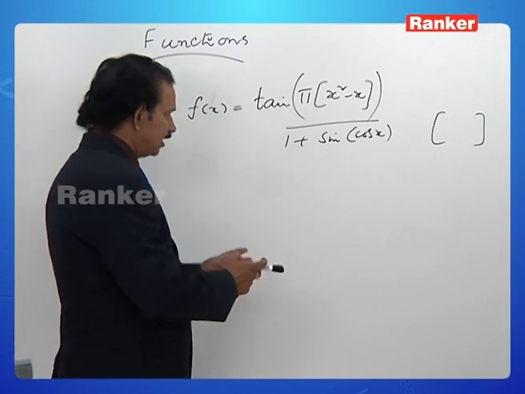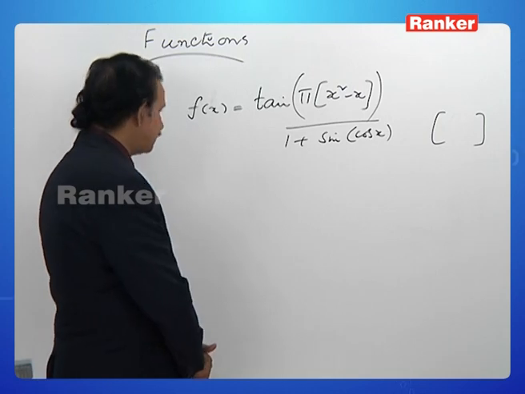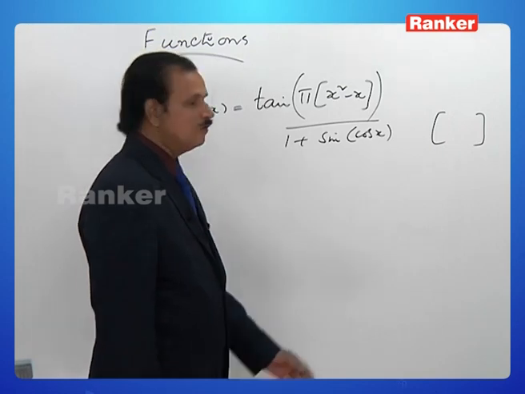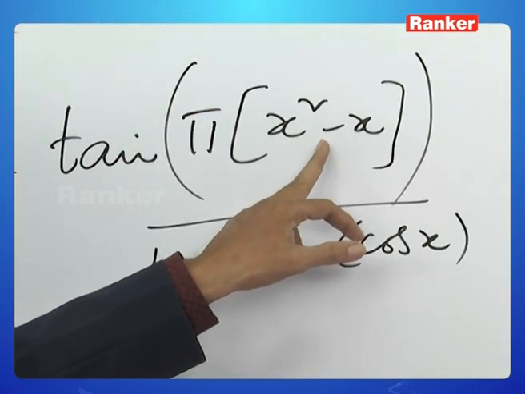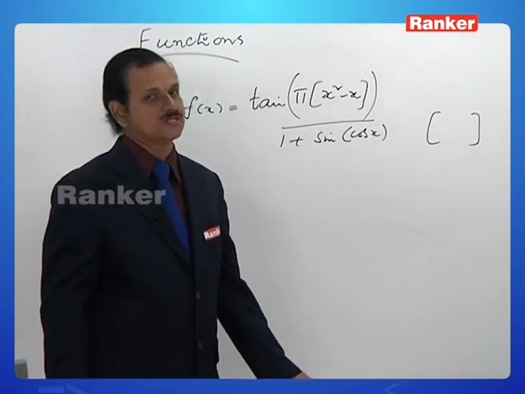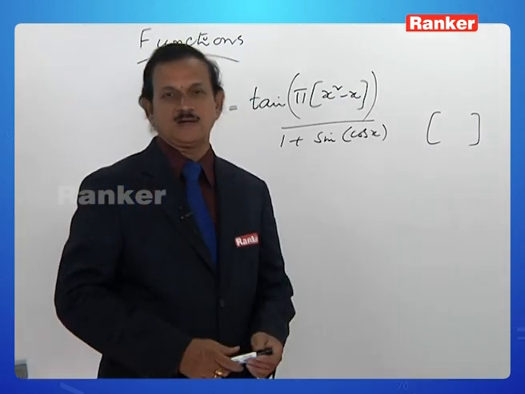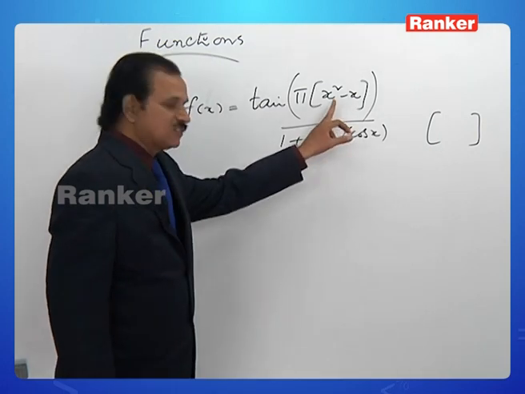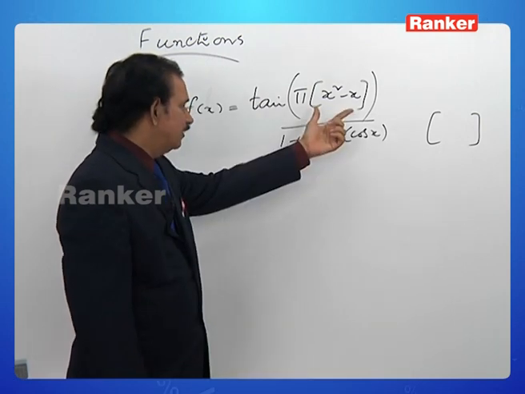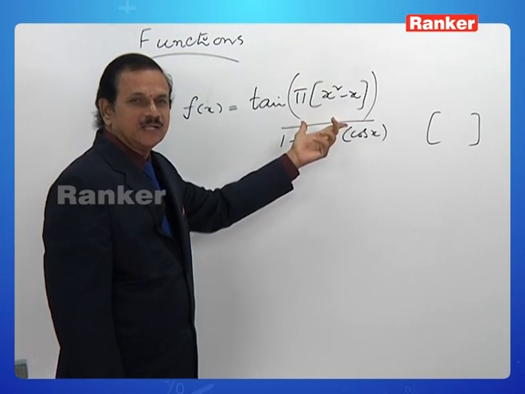Actually, it looks like there has been a big definition for this. Of course, while noticing that range, it is a very easy matter. Whatever might be the value of x, the integral part of x square minus x is surely always an integer, by the very definition of that particular function. Say n, let it be some n, hence it is tan of n pi by something.